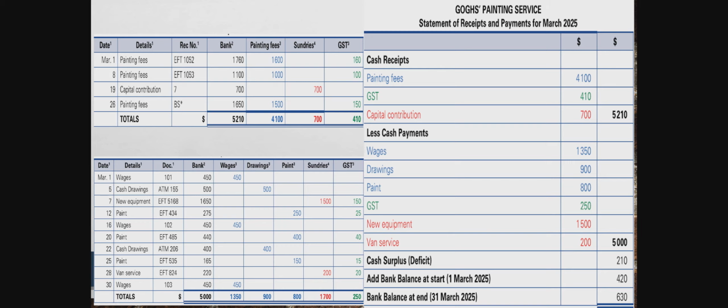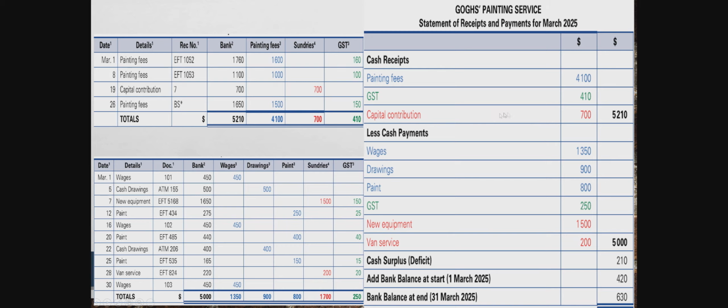So this is a way that we can find out what our updated bank account looks like. Alright, so as you can see, all these cash receipts that equal 5,210 come from our cash receipts journal from earlier. One thing you should probably notice, that's why it's highlighted in red, is capital contribution. Here, it's in red for $700.